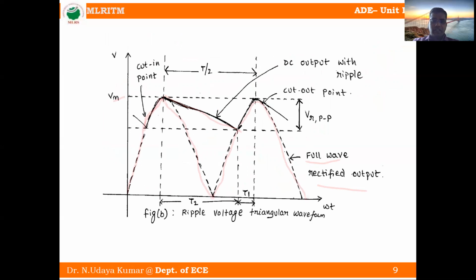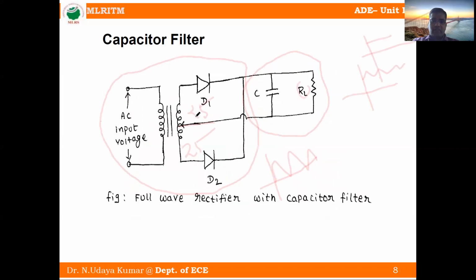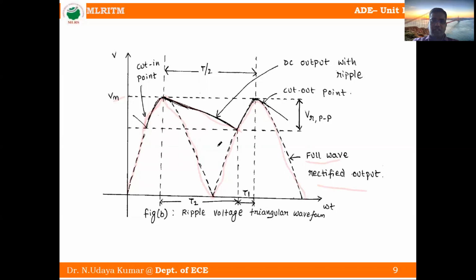Understood? So the diode conducts for a period which depends on the capacitor voltage. The diode will conduct when the transformer secondary voltage becomes more than the diode voltage. That point we call the cut-in voltage.